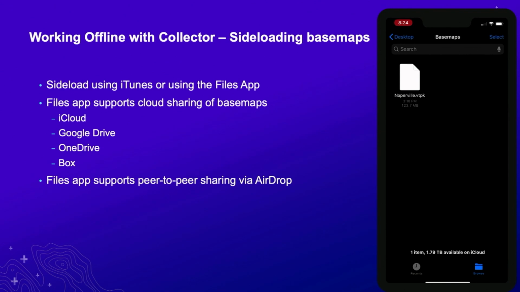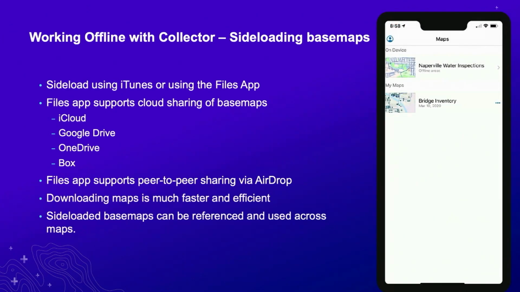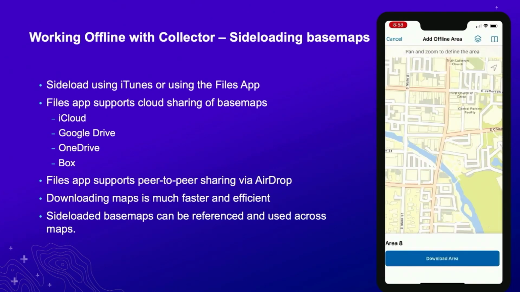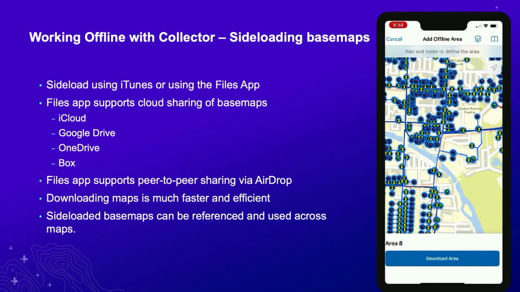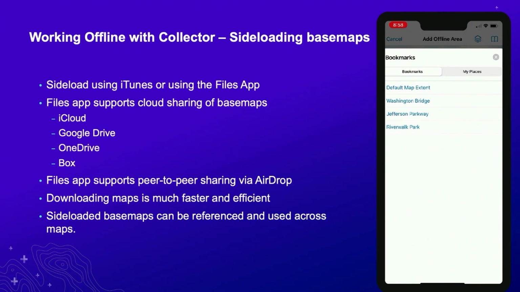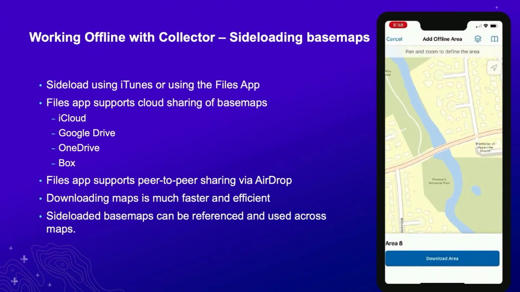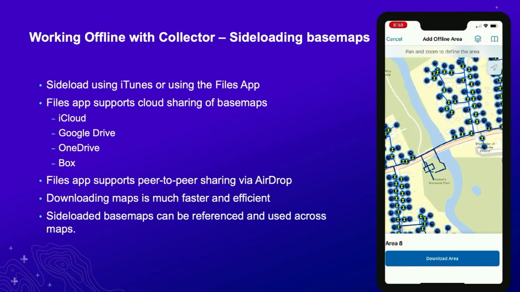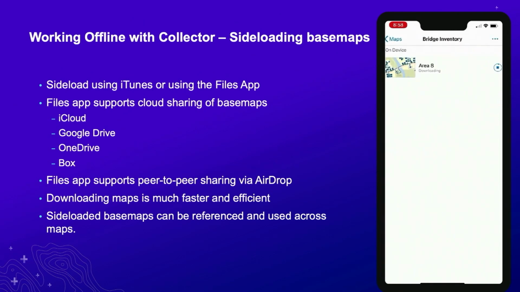So it's a quick and easy way to get the base maps on your device, and then inside Collector, you can just browse for those base maps and load them onto your device, as you're going to see here. So inside of Collector, once that base map's there, I can then just start to use it independent of the map that I've downloaded.